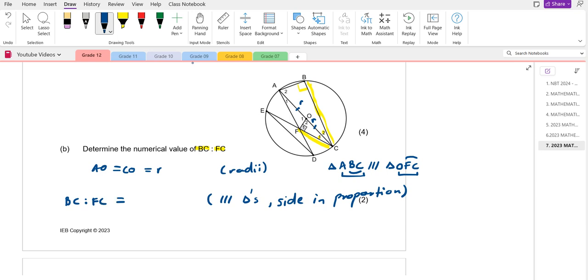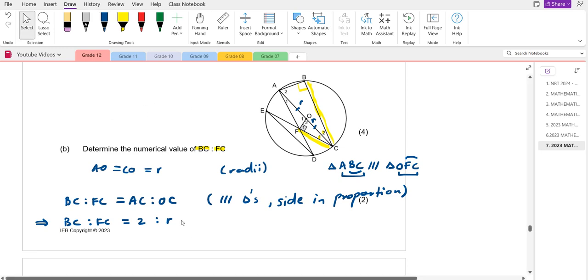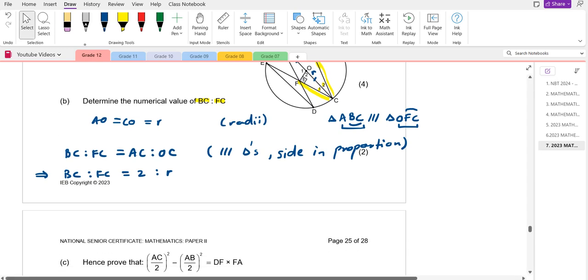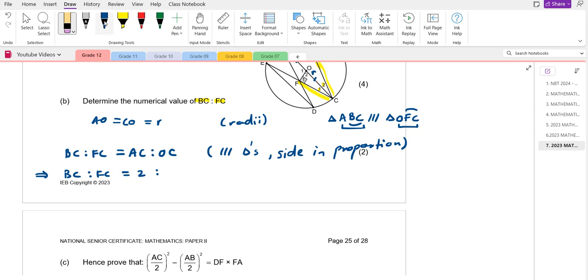Right, you can also write it like this. BC to FC is equal to AC to OC. So BC to FC is AC to OC. What is AC? AC is 2R is to OC, which is R. So 2 is to 1. So this implies BC to FC is 2 is to 1. I hope you understand that. Right, let's move on to the next one. 2 is to 1, not R. Nice problem.